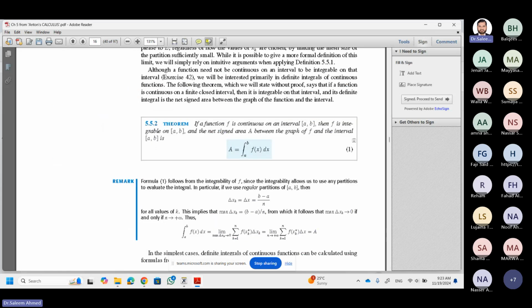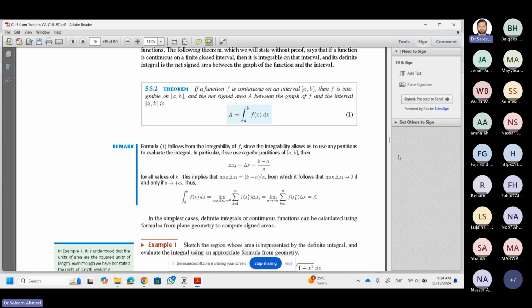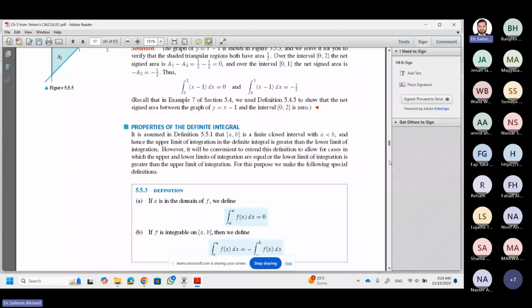So see here, if a function is continuous on the interval, then f is integrable on [a, b], and the net signed area between the graph, A and B, is the integration from A to B. We already know that. But if my function is becoming positive and negative somewhere, I have to be careful. Like that. You see here?